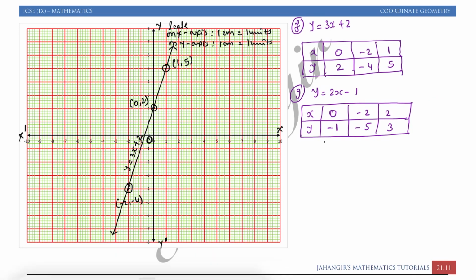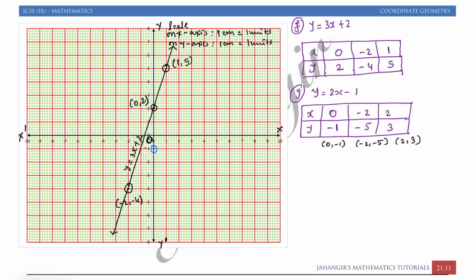So first value is my 0, comma minus 1. Second coordinate will be minus 2, comma minus 5. And third coordinate will be 2, comma 3. So let us plot. First is 0, comma minus 1. 0, comma minus 1 will lie on y-axis. So it is this coordinate.